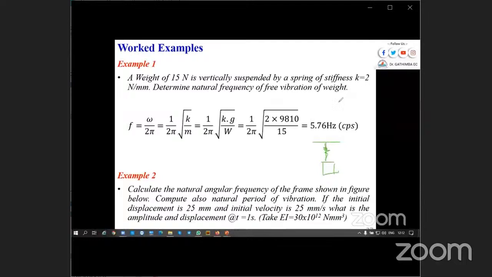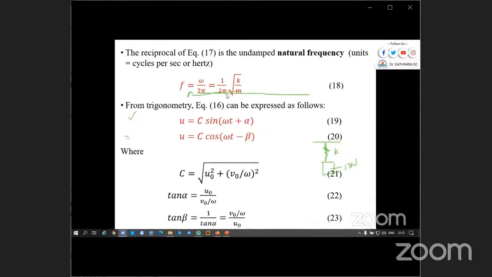Okay. And the spring stiffness K is given, and you are told to determine the natural frequency of the free vibration of this weight. The weight is given as 15 Newton. So if you're told to get the natural frequency, and you're not told the angular or circular, to be on the safe side, obtain the natural linear frequency. Okay. So, of course, you just need to use the equation. The equation, I think, we derived it in equation 18. That's the equation you are using.